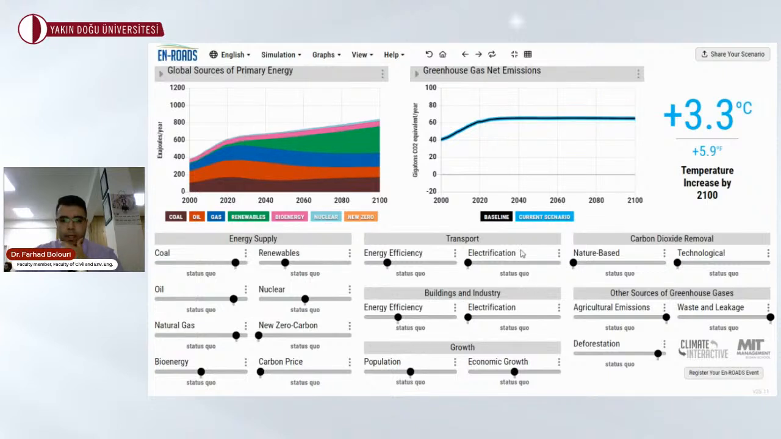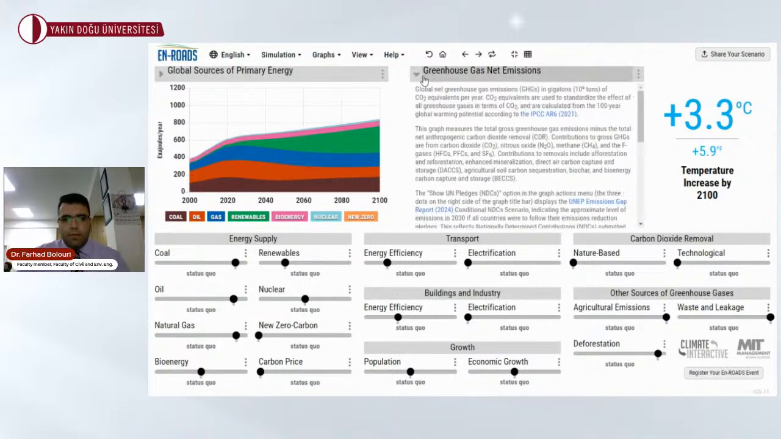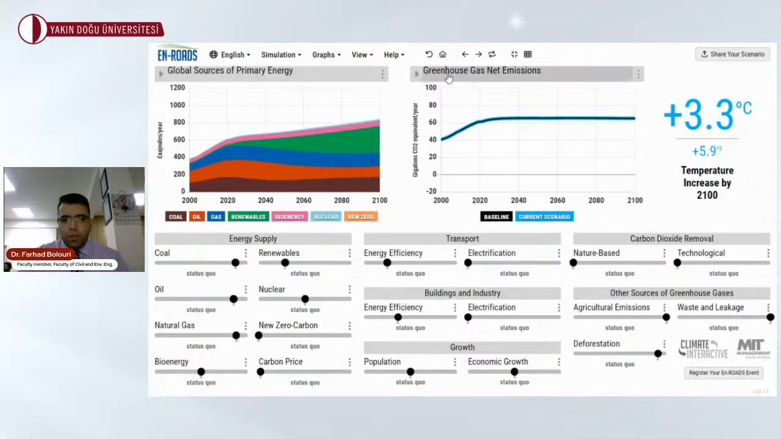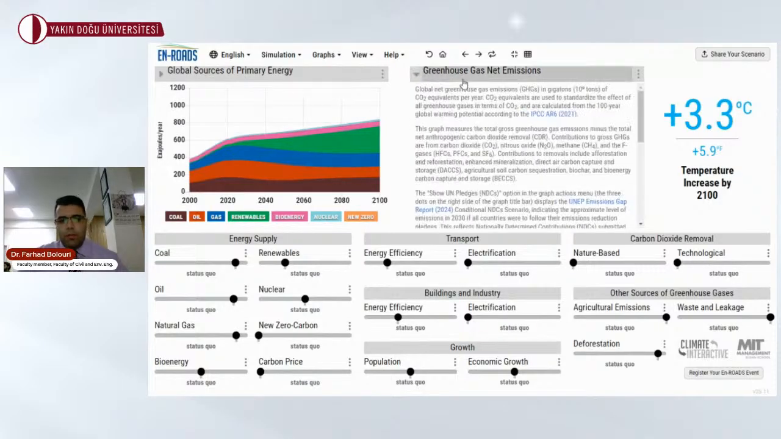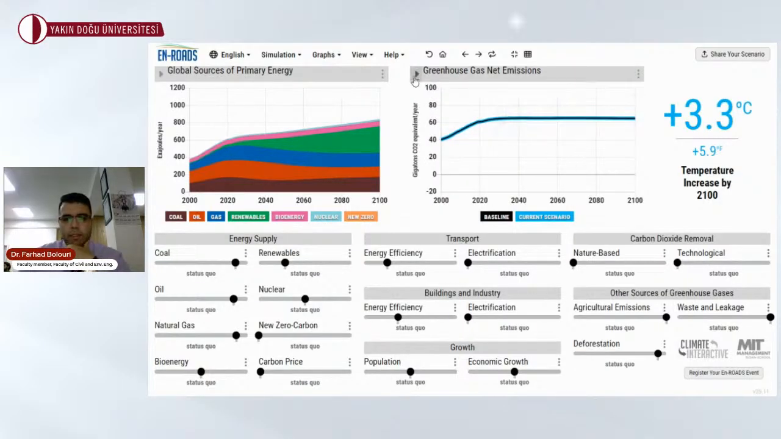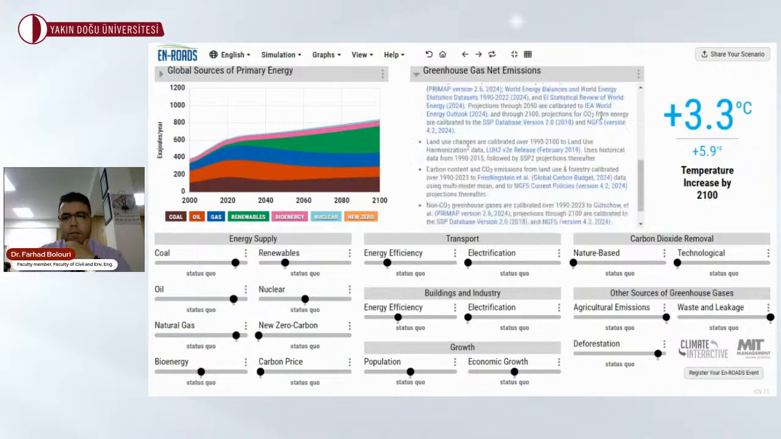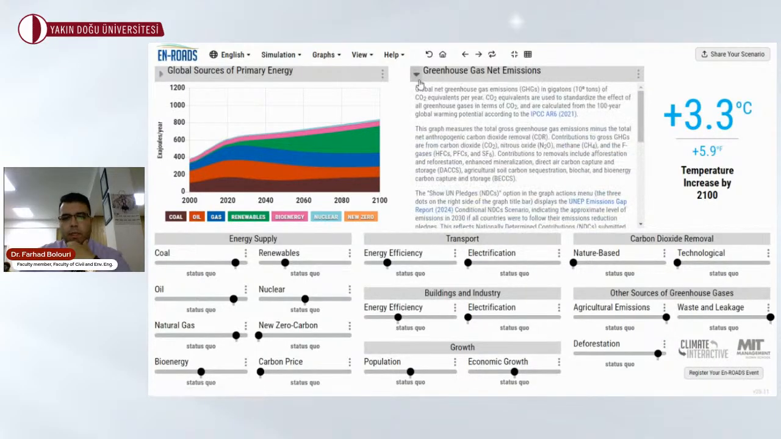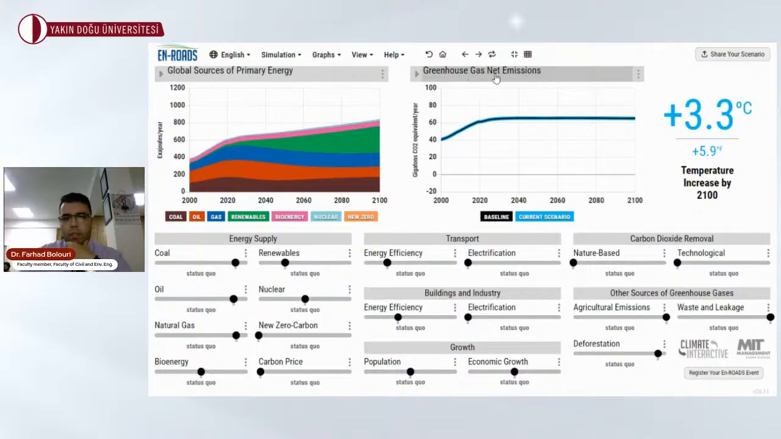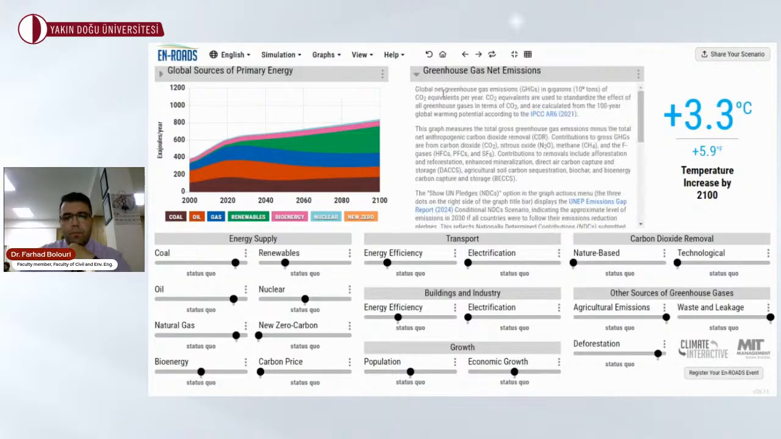Also, now I want to discuss the impacts and the other things that we have here about the graphs. Even for graphs, I want to share something before getting to some policies. Here, if you click in this part, you can see the information about these graphs. For example, for greenhouse gas net emission, if you click, it says what it is: base model.